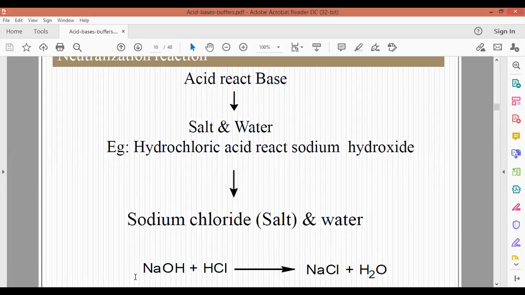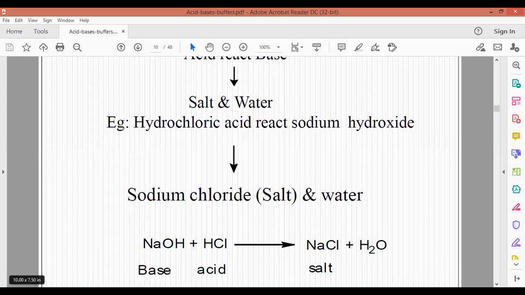What is meant by the neutralization? When acid reacts with the base, what is formed? Salt. That is the neutralization reaction, formation of the salt as well as the water. See, let's take another example. H2SO4 reacts with the NaOH, base and acid, there is a formation of the Na2SO4, sodium sulfate, plus H2O. The sulfate also acts as a salt.